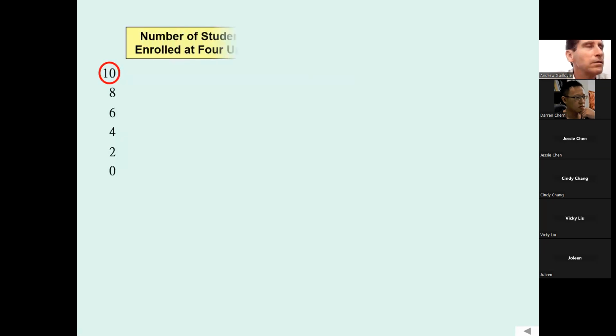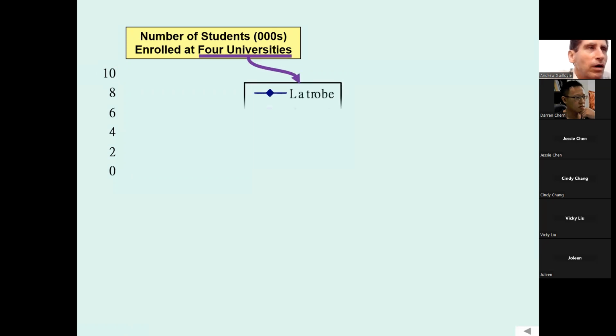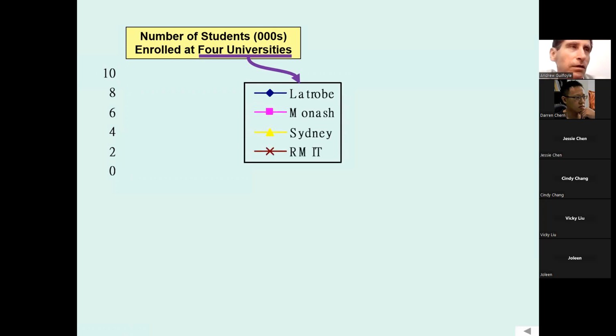Look at the screen, everyone, and I will start with 0, 2, 4, 6, 8, 10. 10 what? 10 bananas? 10 pineapples? Thousands. 1,000 what? Students. 10,000 students. Okay. At 4 universities. Which universities? La Trobe, Monash, Sydney, and RMIT University.